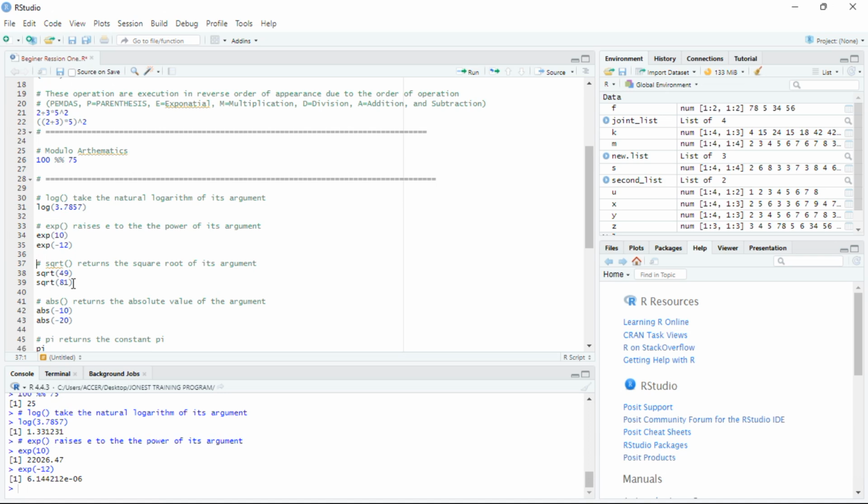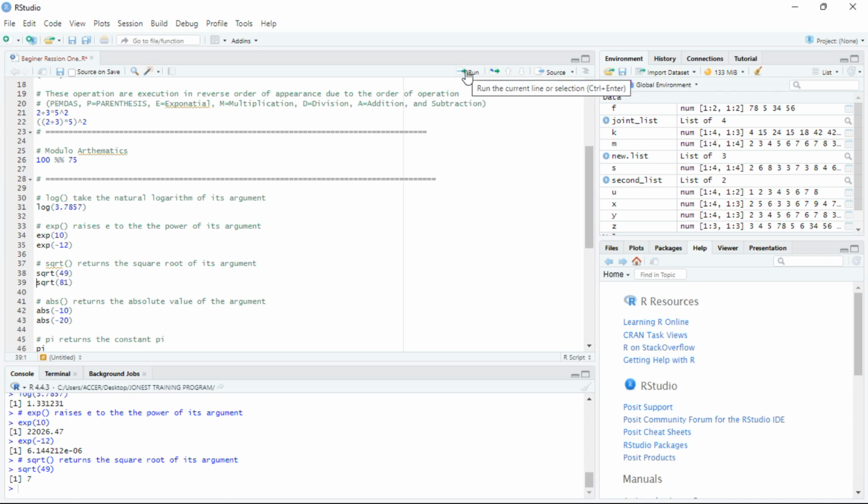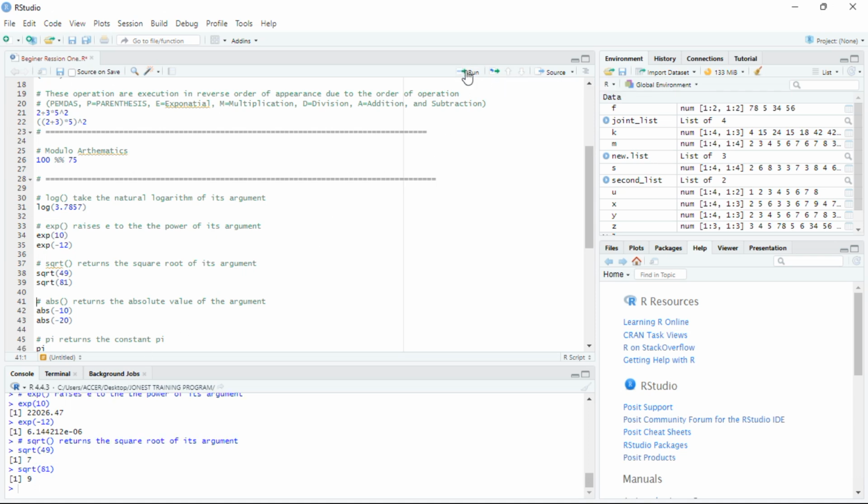Maybe you want to find the square root of a number. You use this function to find the square root of a number. As you can see down there, if you want to find the square root of 49, R can do that for you. Once you run it, the square root of 49 is 7. If you want to find the square root of 81, that too is 9. R will surely give us our answer.